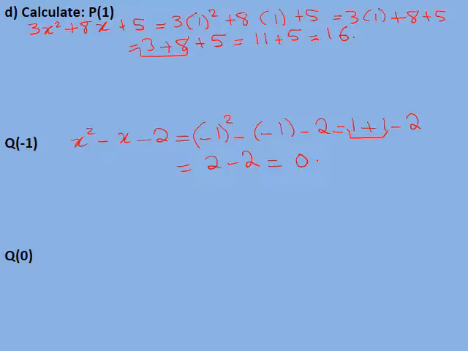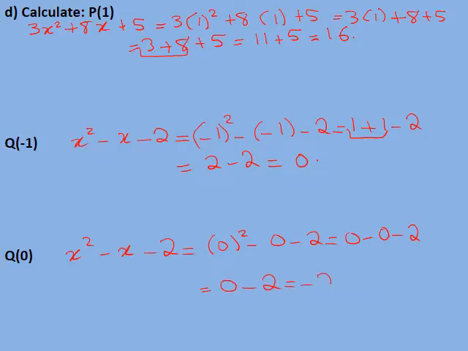Now Q of 0, Muhammad. We have Q of x equal x squared minus x minus 2. Substitute 0: 0 squared minus 0 minus 2. What's 0 squared? 0. 0 minus 0 minus 2 is minus 2. So we got the numerical value of each expression.